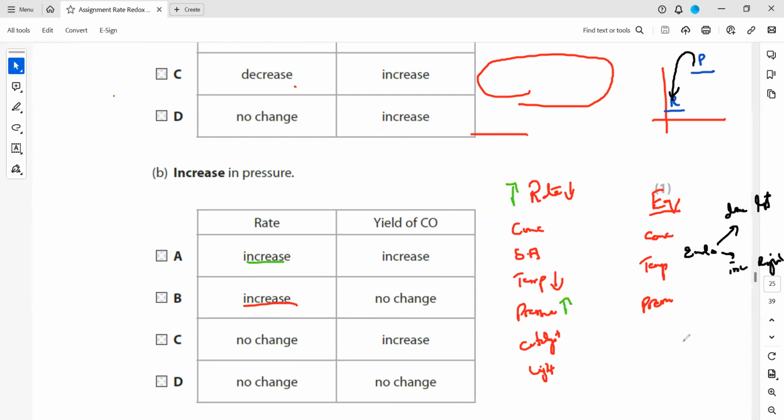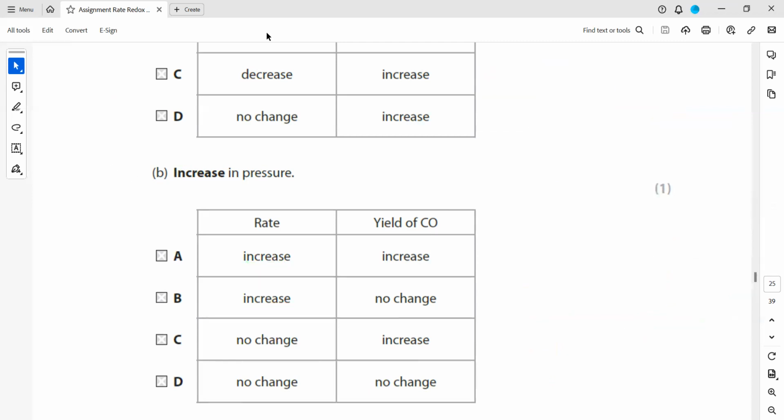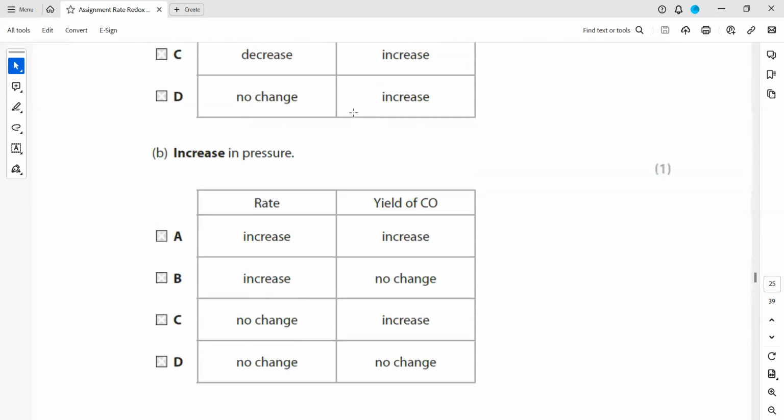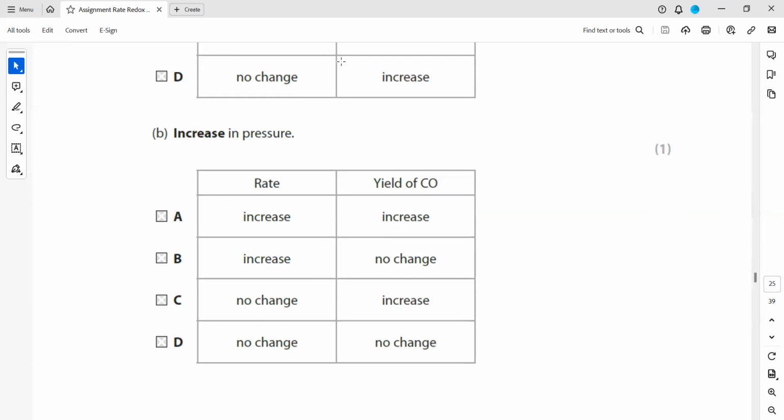When we increase the pressure, the equilibrium will shift towards the side of fewer moles of gas. If we decrease the pressure, it will shift towards the side of more moles of gas. So we are increasing the pressure. We check the moles of gas: 1 mole here and 1 mole here, so a total of 2 moles, and 1 mole of gas here and 1 mole, so a total of 2 moles. So we have an equal number of moles of gas, and then the pressure will not affect the equilibrium. So there is no effect on the yield. That's why B is the right answer.